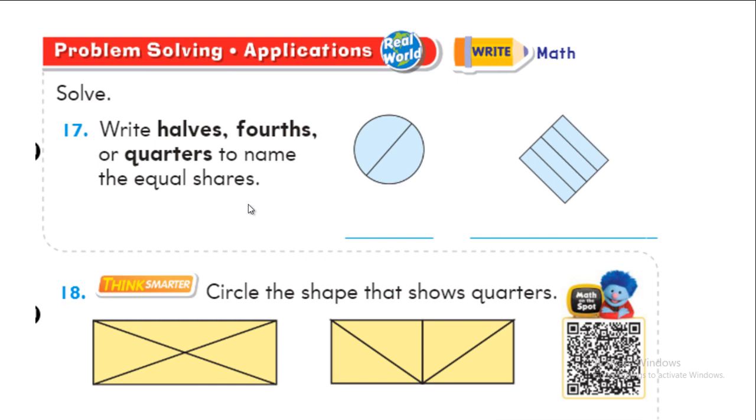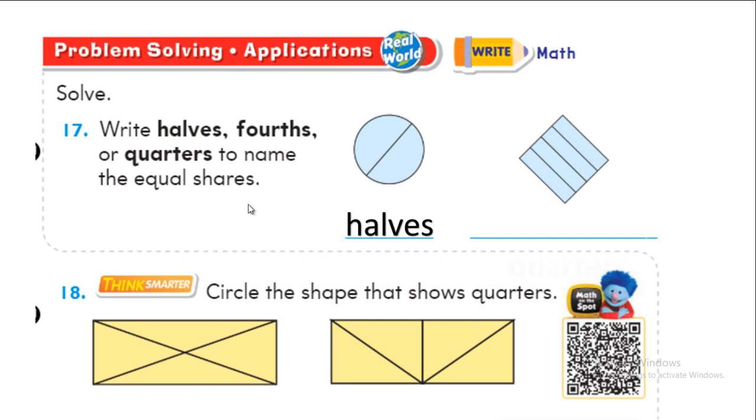Now, in number 17, write halves or fourths or quarters to name the equal shares. In the circle, it's only cut into 2 parts. When I have 2 parts, they are called halves. Wonderful. And in the second picture, the square is cut into how many parts? 4. Excellent. Are they equal? Yes, they are. What can we call each part? A fourth or a quarter.